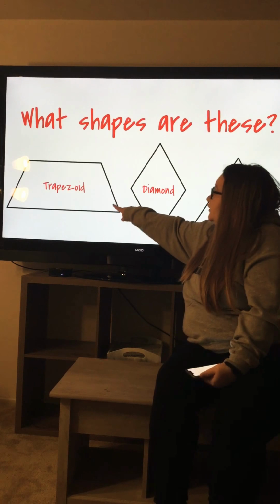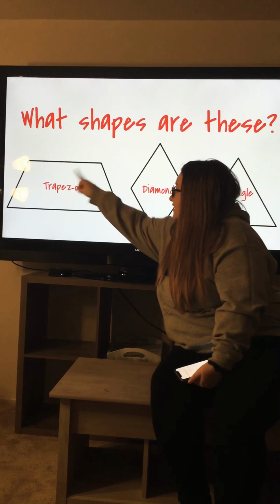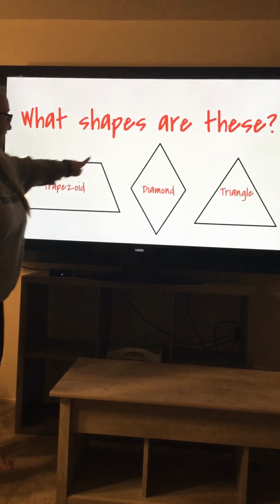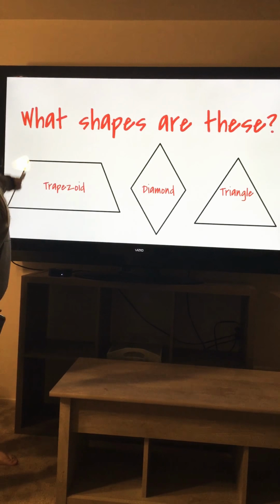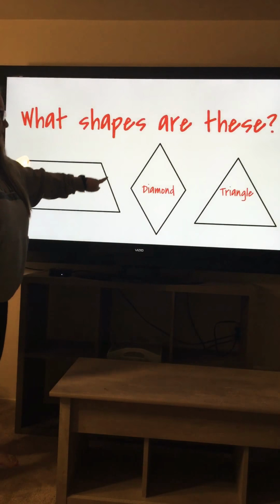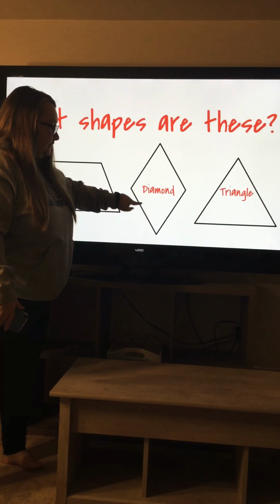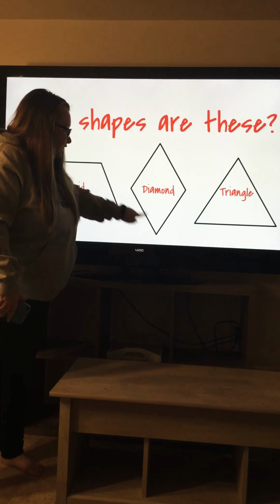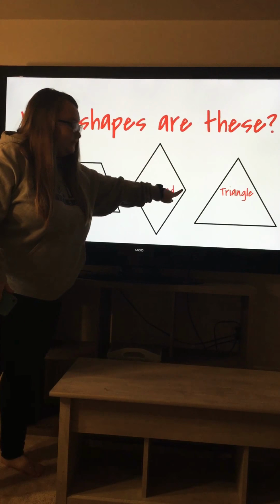Now, this first shape right here is a trapezoid. These 2 sides are the same length. They're just at different angles. But the bottom is bigger than the top. Then there's a diamond, which is kind of like a disfigured rectangle or square. But it has 4 sides and 4 points.